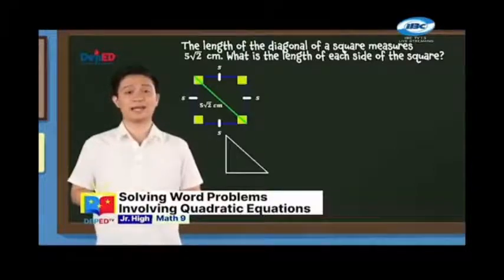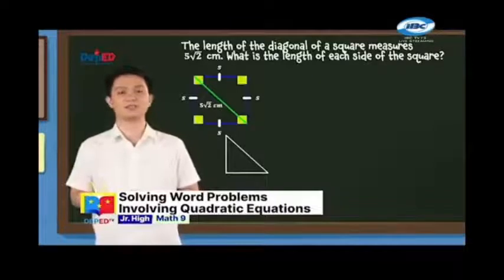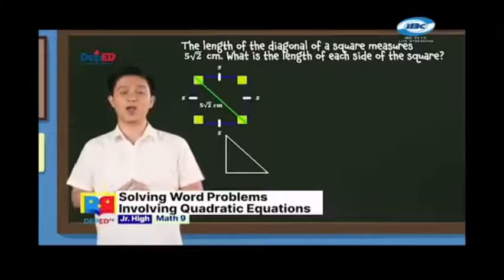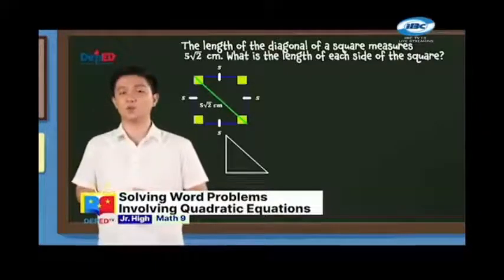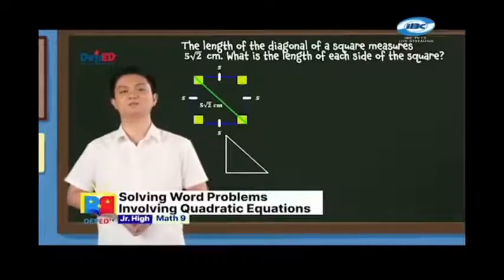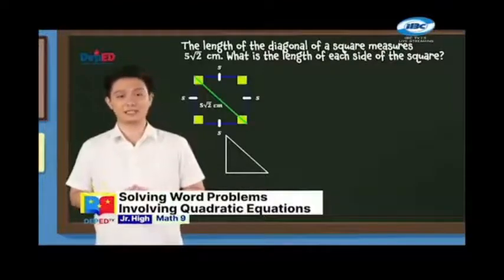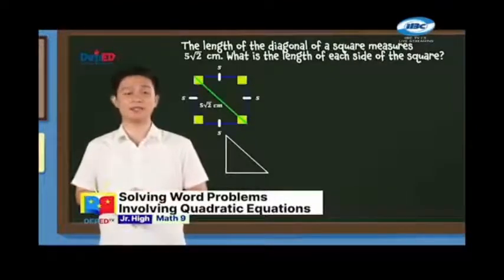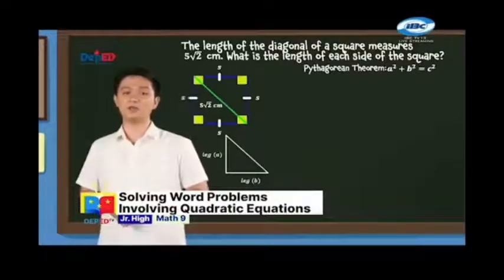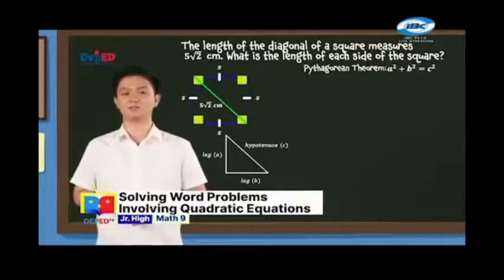The diagonal of the square is the longest side of the right triangle, which is called the hypotenuse, and is 5 square root of 2 centimeters long. The 2 sides of the square are the shorter sides of the right triangle, which are called the legs, and are both represented by the variable s. Pythagorean theorem describes the relationship of the sides in a right triangle and is given by the equation a squared plus b squared equals c squared, where a and b represent the lengths of the legs, while c stands for the length of the hypotenuse.